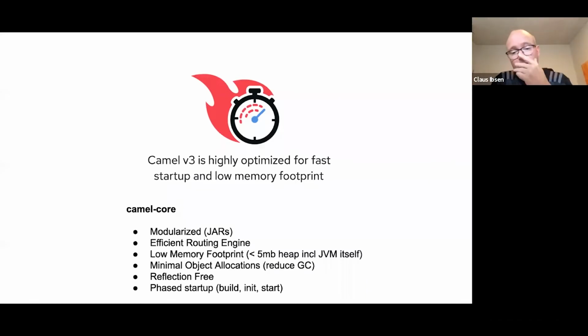Camel has also reduced the number of objects being allocated during routing of a message. We'll see some slides next about this. And we made Camel reflection free, and we have phased that up now. We have a build phase, particularly for use in cloud native with Quarkus and so on. So a lot is going on there.